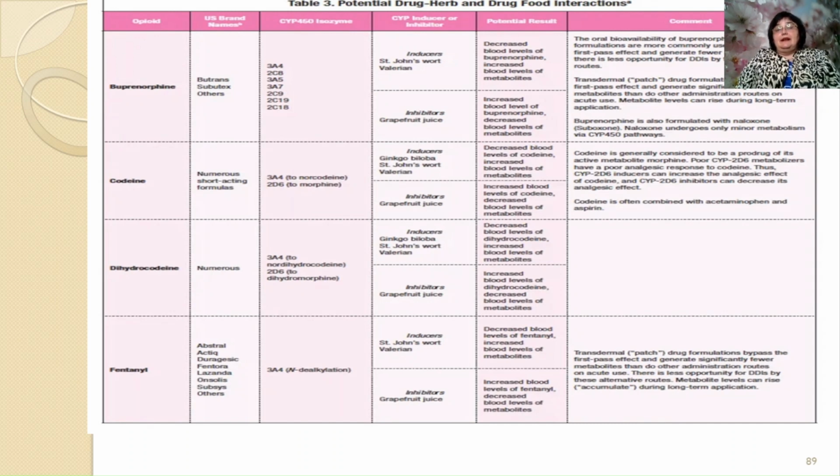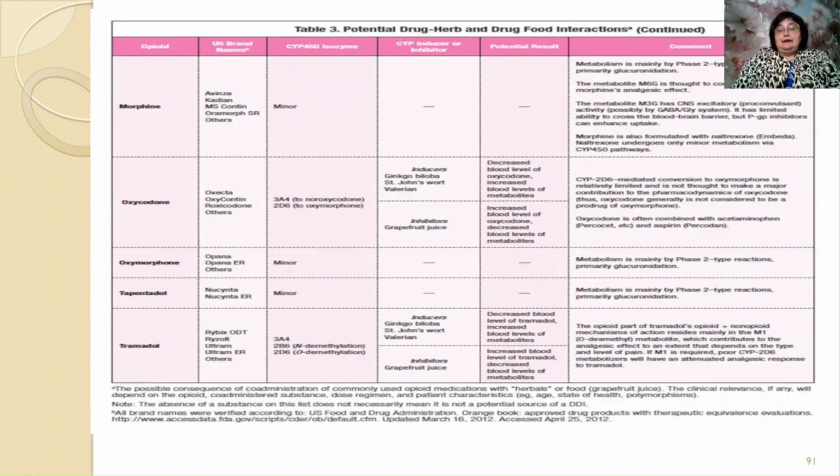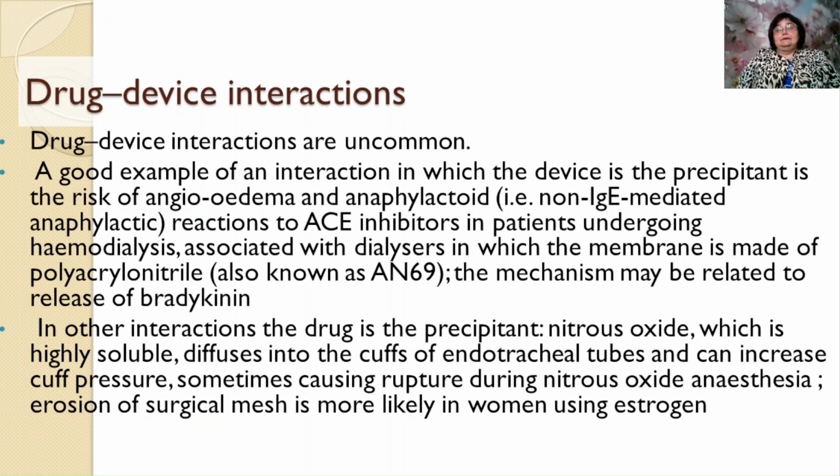Potential drug-herb and drug-food interactions. You see how many interactions there can be. It can be buprenorphine, codeine, dihydrocodeine, fentanyl, and as a result, hydrocodone, hydromorphone, pethidine, methadone, and you see morphine, oxycodone, oxymorphone, tapentadol, tramadol, and types of interaction.